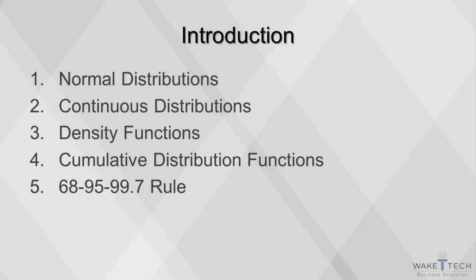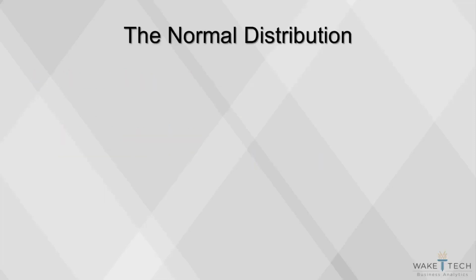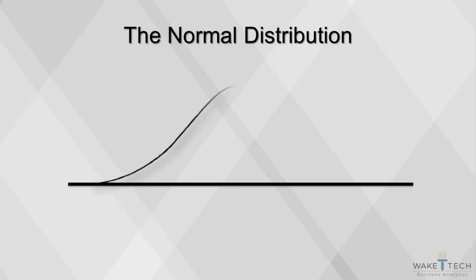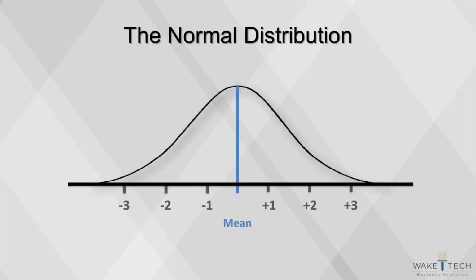This video will cover normal distributions, continuous distributions, density functions, cumulative distribution functions, and the 68-95-99.7 rule. The single most important distribution in statistics is the normal distribution. It's a continuous distribution, and it's the basis of the familiar symmetric bell-shaped curve.